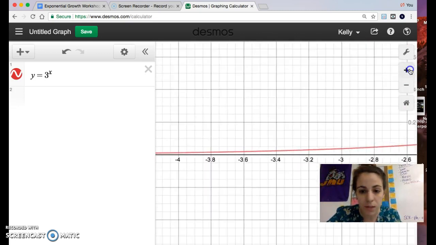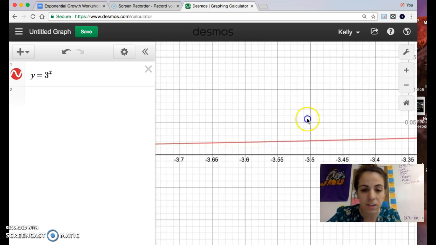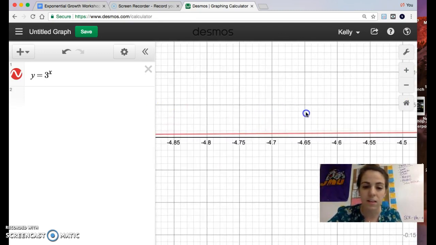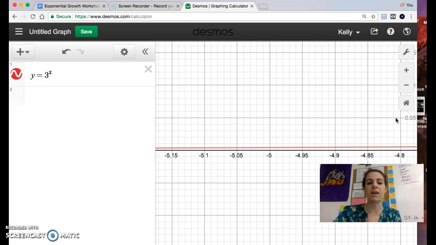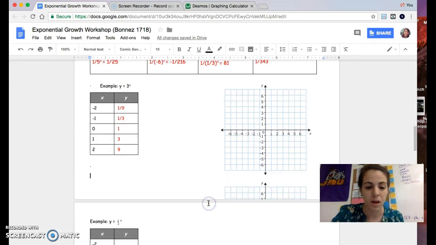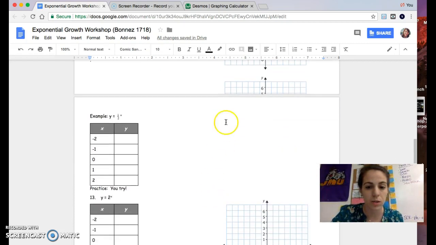And watch, you can zoom in. Do you see? You're never touching the x-axis. It's never going to get right on the x-axis. It's going to get really, really close. Like your y value is going to be really, really small, but your y value is never going to be 0. So if you want to go ahead and plot those points, you could sketch it in this example right here. I want to move this along to the next question.